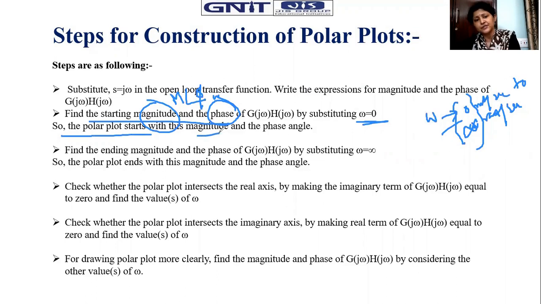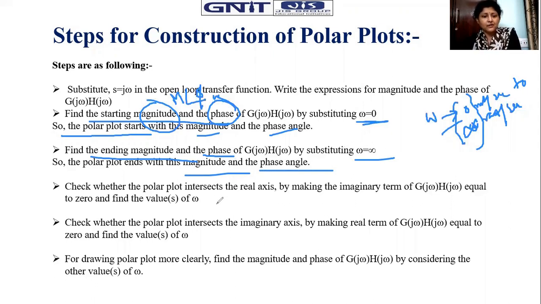So obviously the starting magnitude will be there and the starting phase angle will be there, right? Similarly, for finding the ending magnitude as well as phase, we have to fit omega equals infinite. In frequency response analysis, omega is starting from 0, the DC value, to a very high frequency range, that is infinite. All the positive values of omega we are considering, all the possible values. So this gives the phase angle as well as the magnitude for the final value of omega.